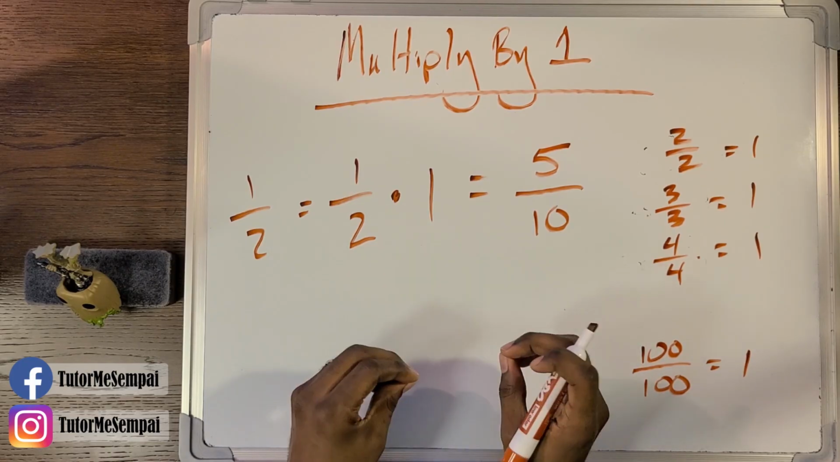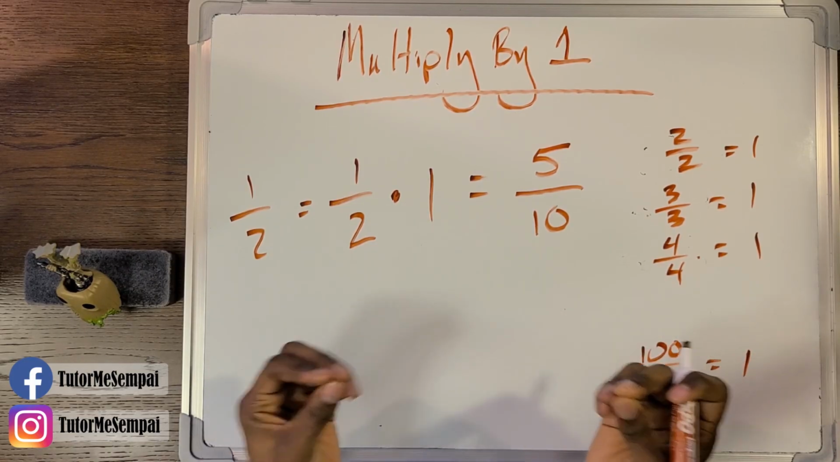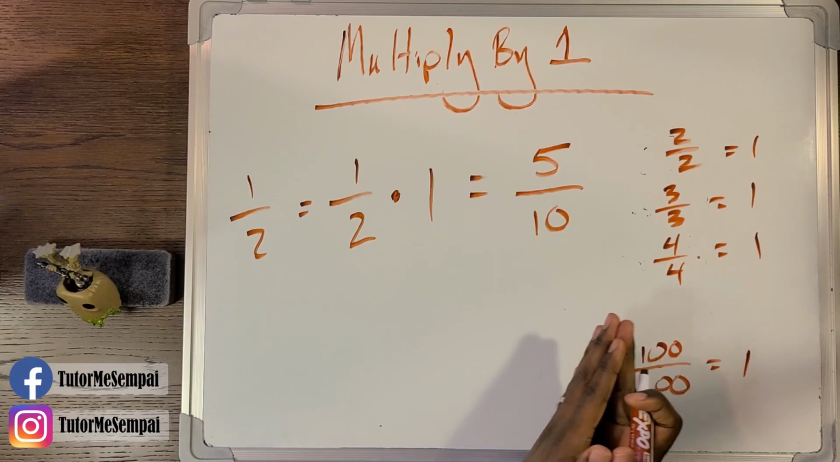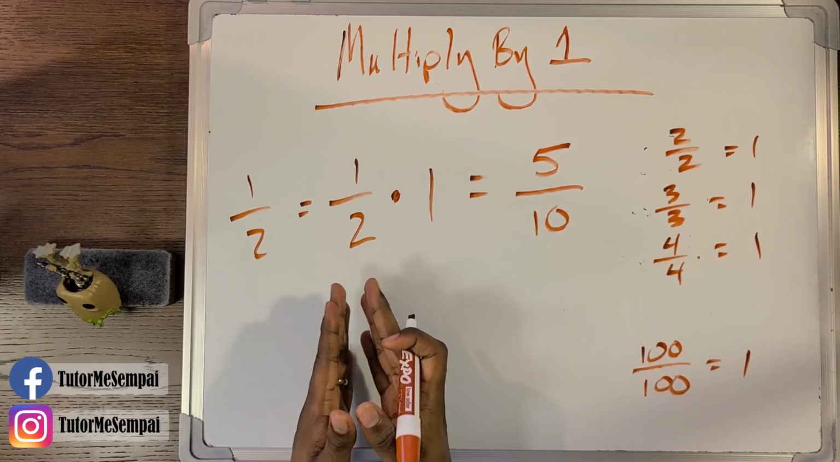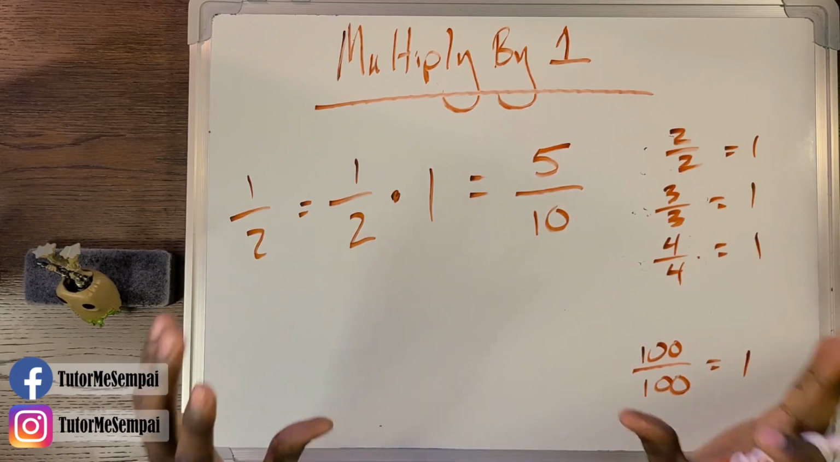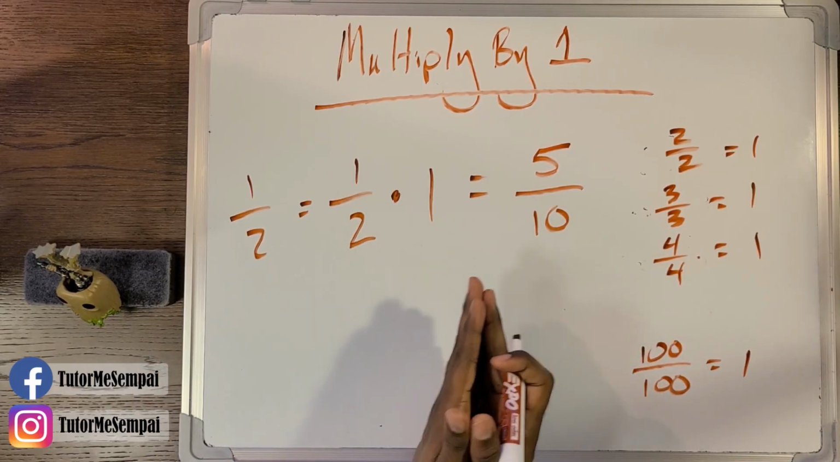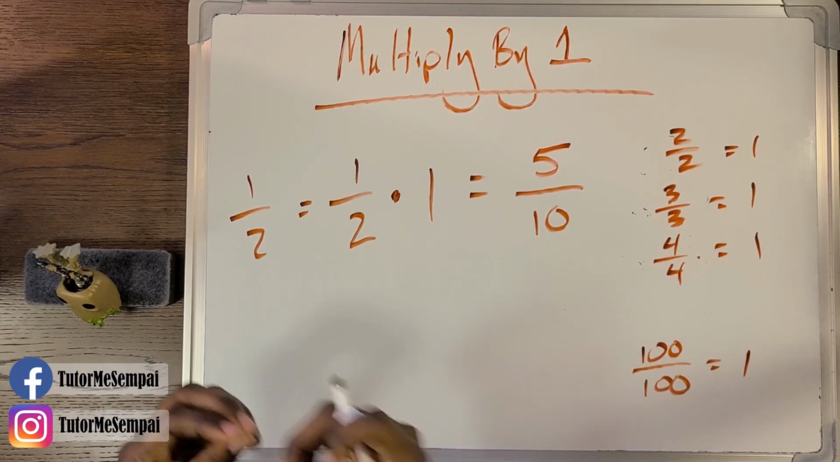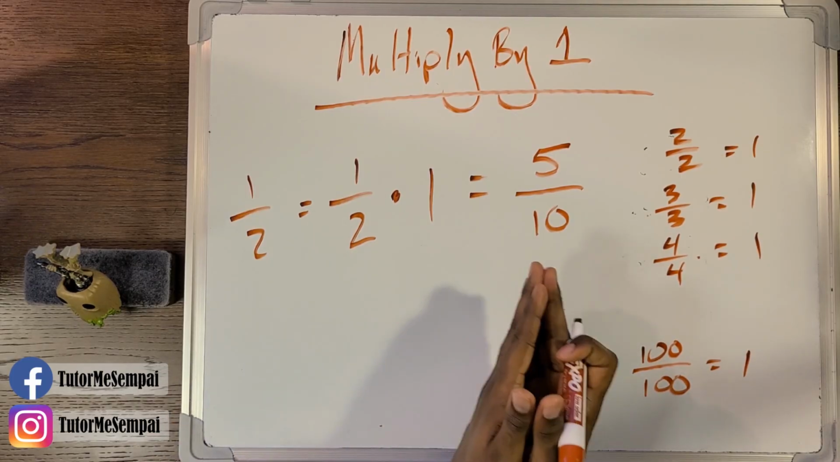So 1 can have a lot of different looks. And we're going to take advantage of that because we don't want to change our fraction. We want to make sure we have the same meaning. However, we want it to look different. By looking different, you're going to get an equivalent fraction.